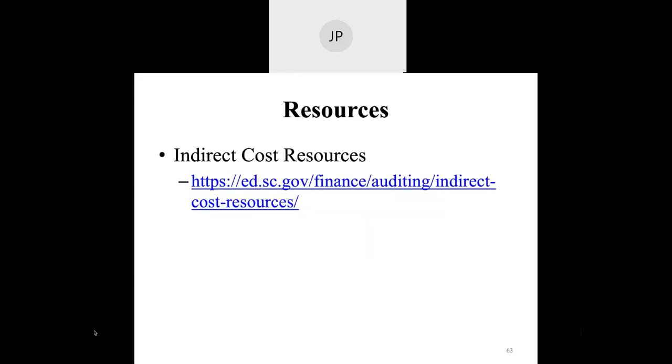And we also have a link here to our website where various indirect cost resources are also available. There's a general information memo. There's a copy of the approved indirect cost rates by districts and various other resources that can be found on this link for indirect costs.